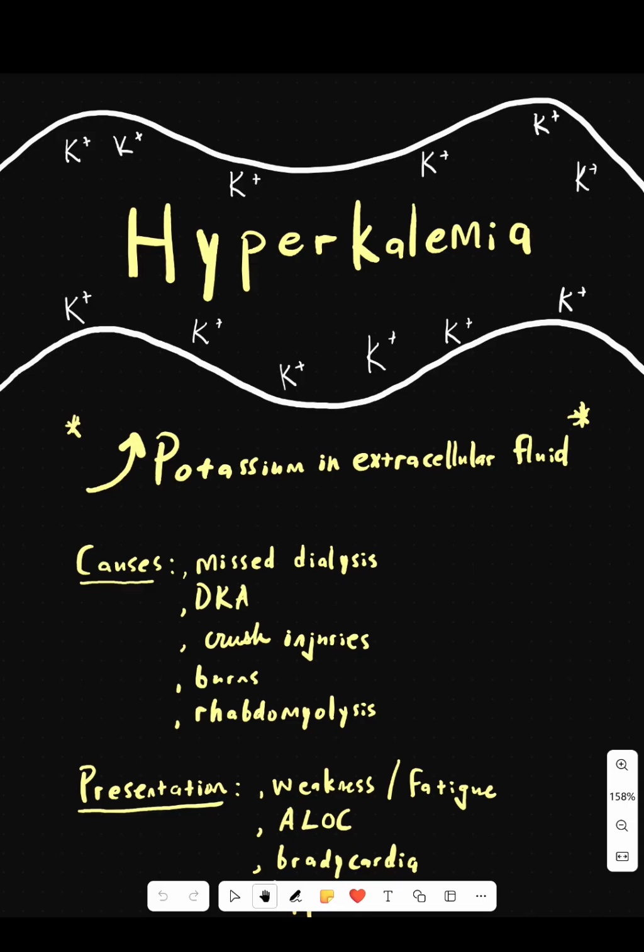Number one patient you're probably going to think of or see is going to be your patient who missed dialysis, as well as the diabetic ketoacidosis patient, those experiencing crush injuries, burns, and rhabdo. Now, this list is not exclusive. There are several other things that could cause it, but these are some of the likely culprits that we may see in EMS.